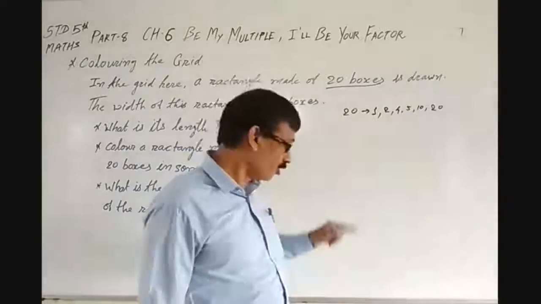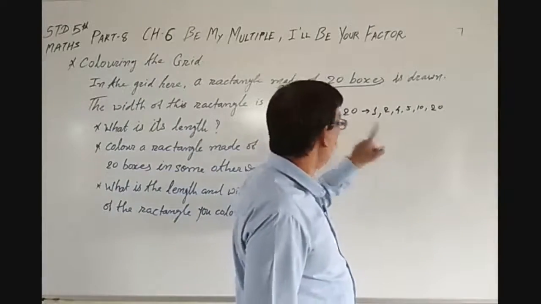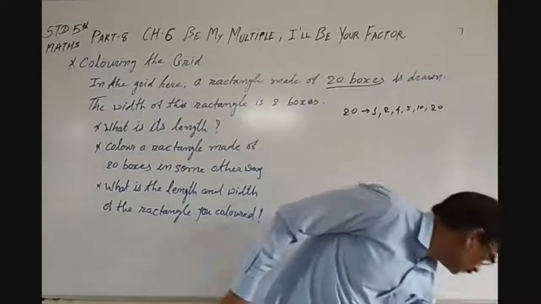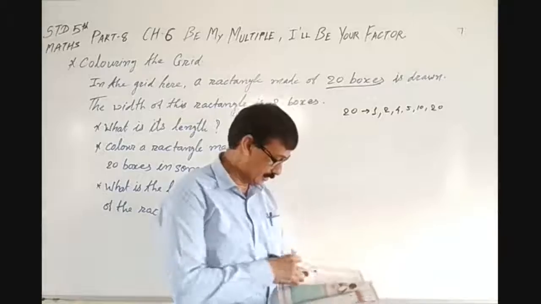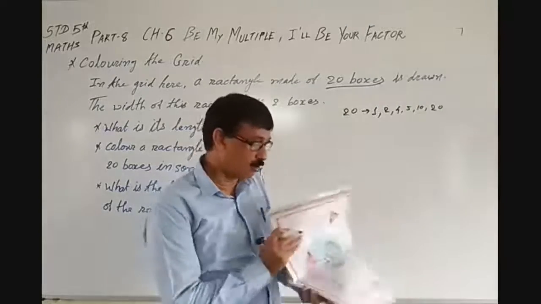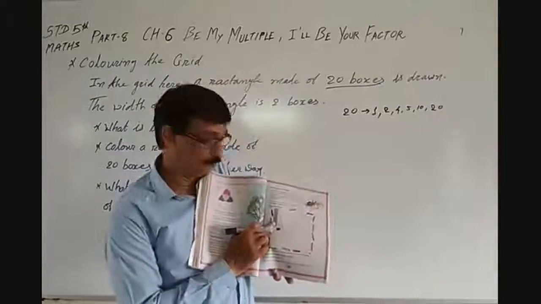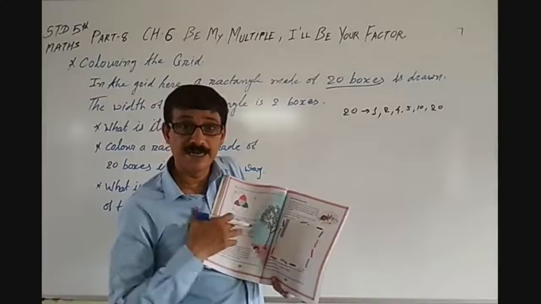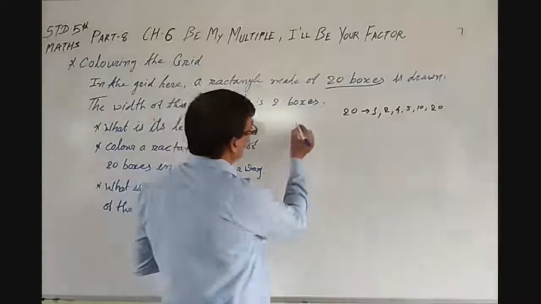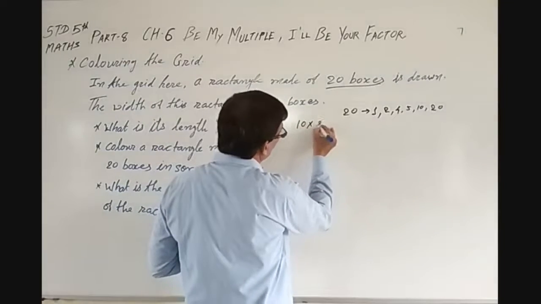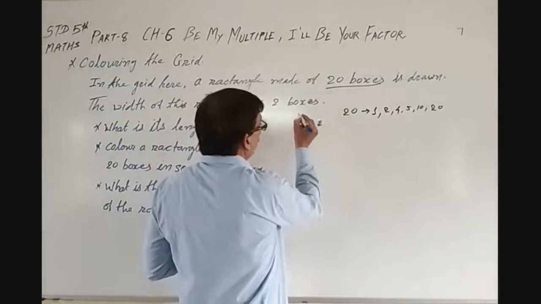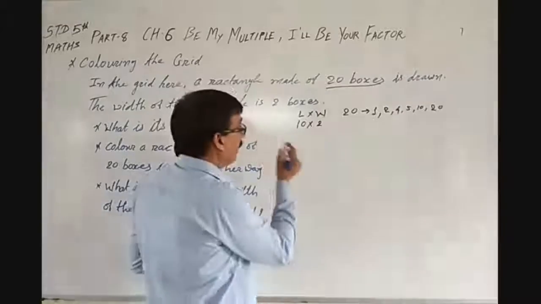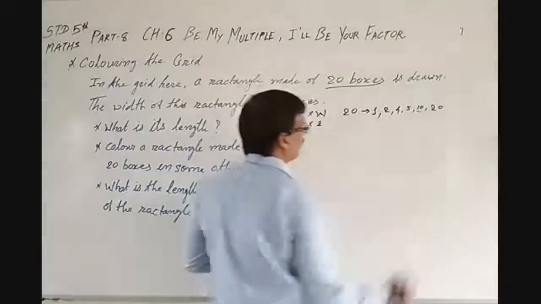One of the boxes we have seen, isn't it? In which 2 is the width and length is 10. So one of the boxes we have seen is 10 multiplied by 2. We will write length multiplied by width. Okay, so हमने ये वाला 10 वाला एक देख लिया.